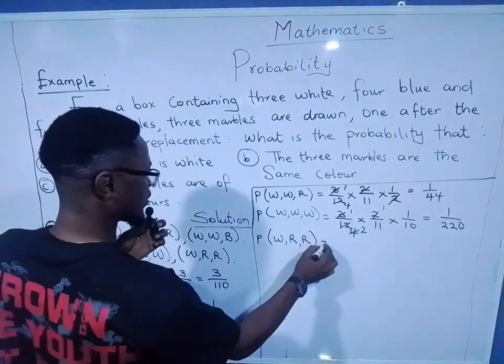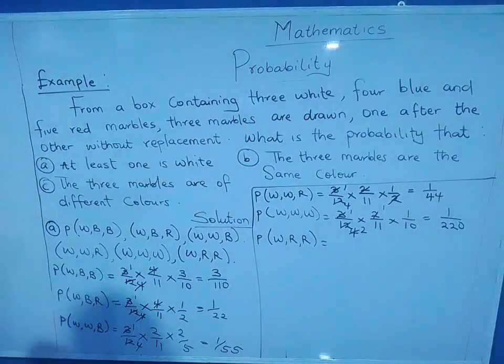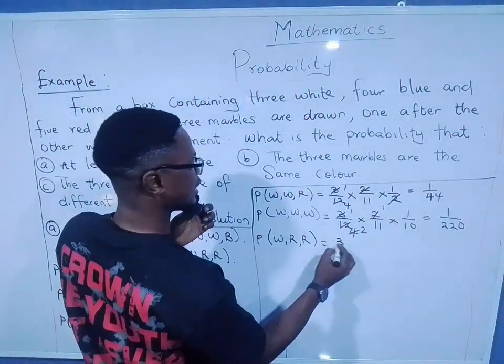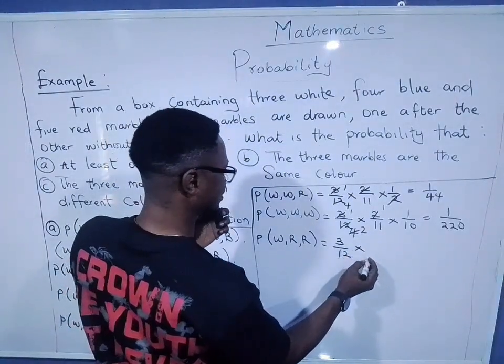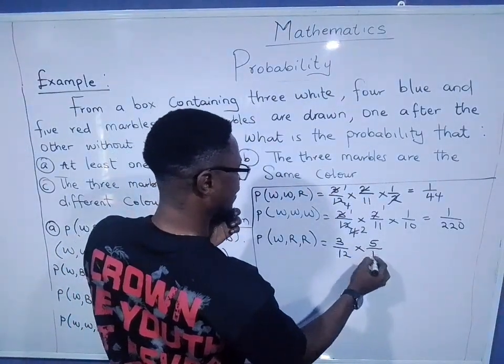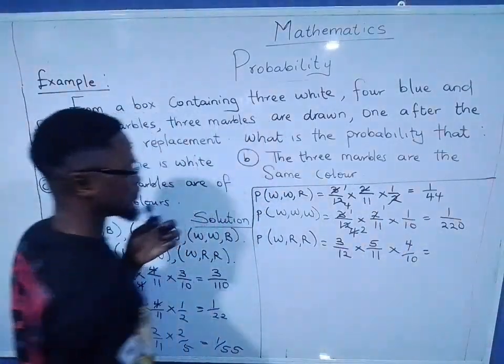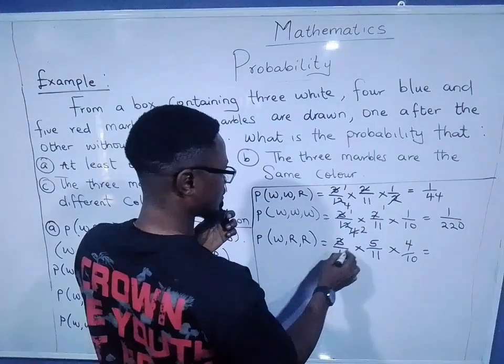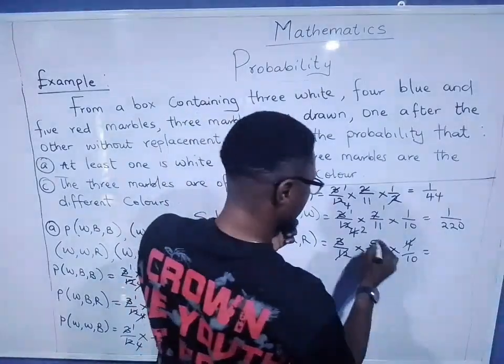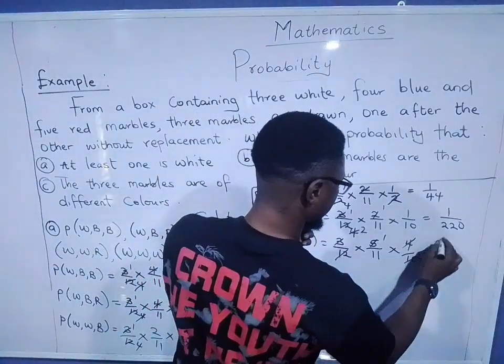R is red, which is 5. So we have 3 over 12 times 5 over 11 times. Beautiful. This will cancel this. Yes, 1 over 22.